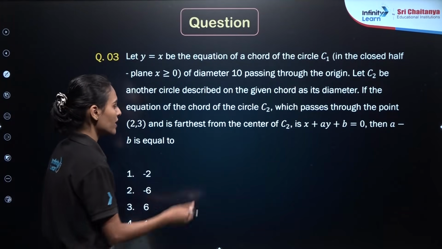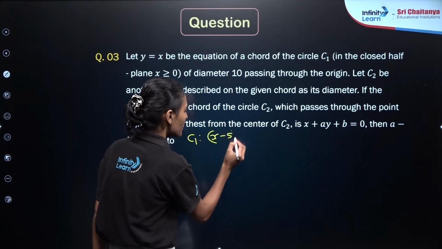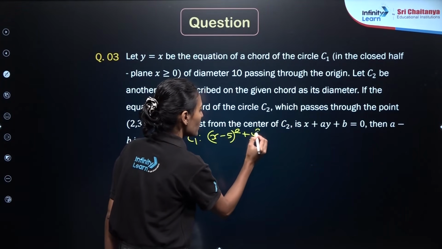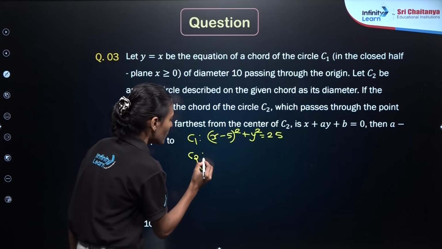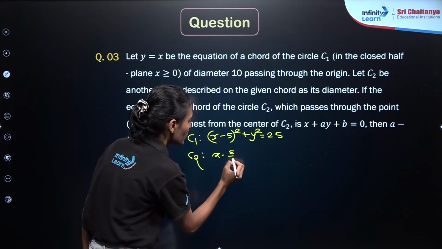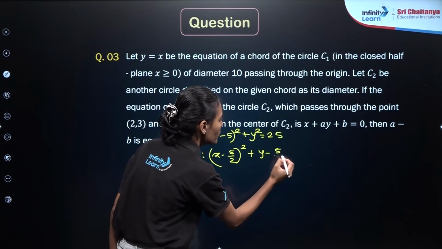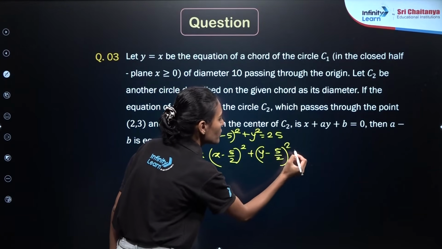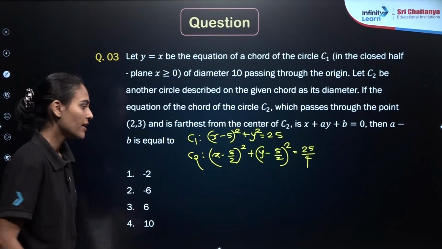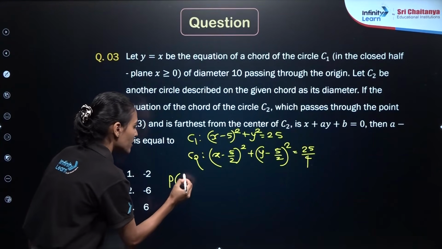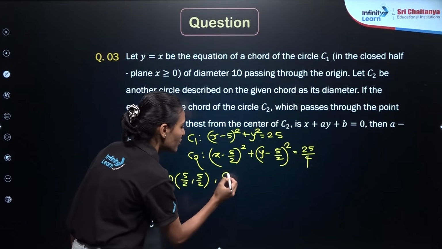So here, see, your circle C1 will be of the form (x minus 5) square plus y square equals 25. Circle C2 will be of the type (x minus 5 by 2) whole square plus (y minus 5 by 2) whole square equals 25 upon 4. Right? Let P be a point which is the center of circle C2, and let Q be the point (2, 3).